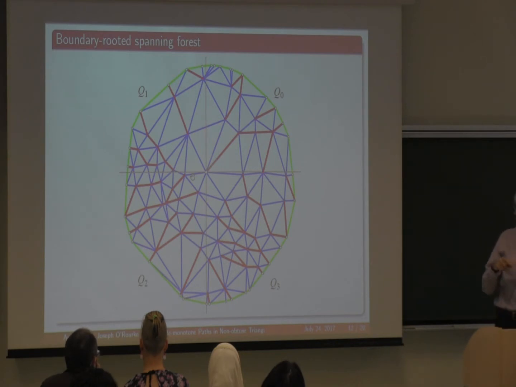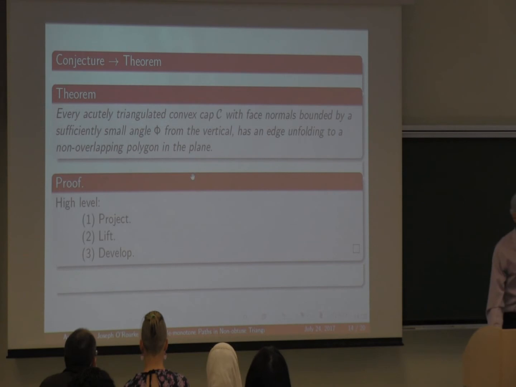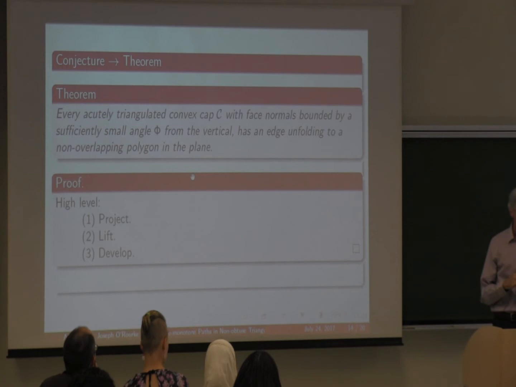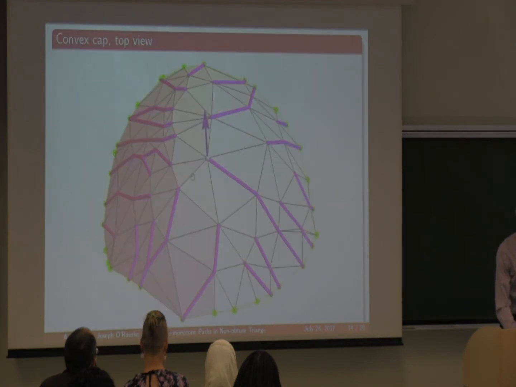Now, the reason that I was interested in this is because I see an application to unfolding. And we made a conjecture in our paper that every acutely triangulated, so this is a little stronger than non-obtuse, every acutely triangulated convex cap that is nearly flat, I'll explain that in a second, has an edge unfolding to a non-overlapping polygon in the plane. I'm going to show you a picture of this.